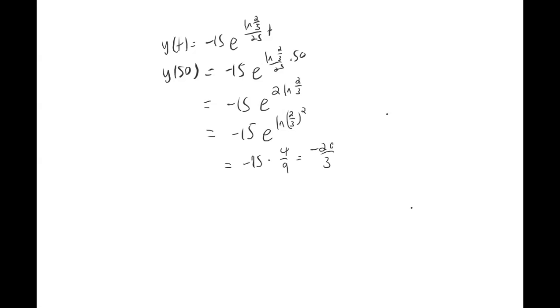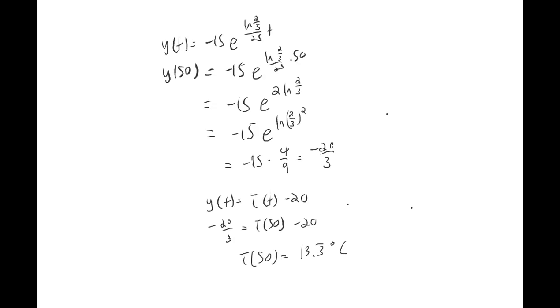And then you're done, because from the red underline, y of t is t of t minus 20. So y of 50 is negative 20 over 3 equals t of 50 minus 20. So your answer is, what is that? I'll just write 13.3 repeating. Yeah, it's like 13 and 1/3. So that's for part A.